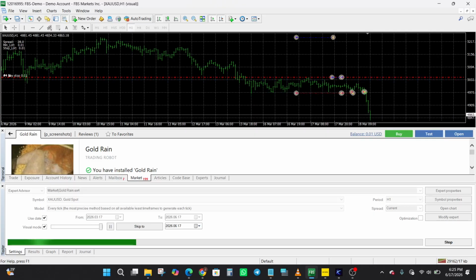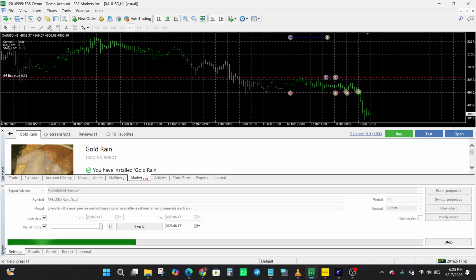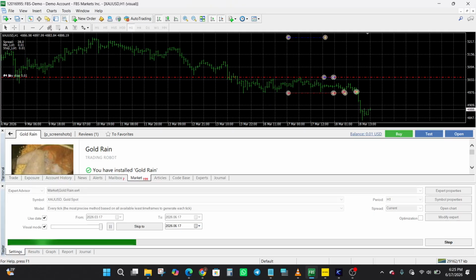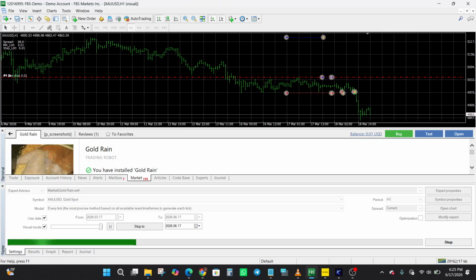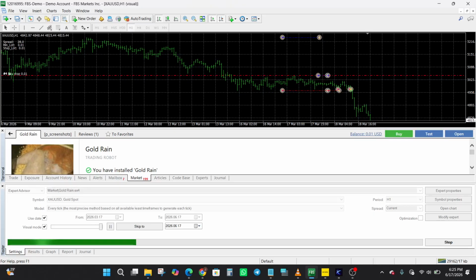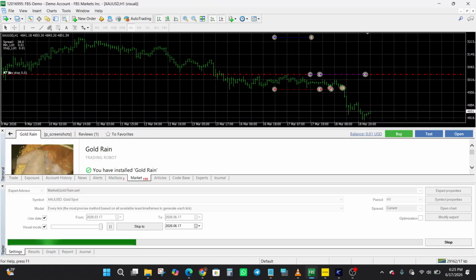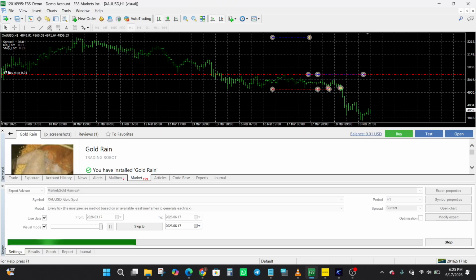Now, before considering live deployment, I would strongly encourage running additional testing on your own broker, experimenting with different risk settings, and verifying whether the performance characteristics align with your personal trading objectives. Overall, the Gold Rain EA offers a fully automated breakout scalping approach with flexible money management and trade management options. The absence of martingale, grid trading, and averaging techniques may appeal to traders looking for a more straightforward automated trading framework, but as always, independent testing and validation remain essential before making any live trading decisions.